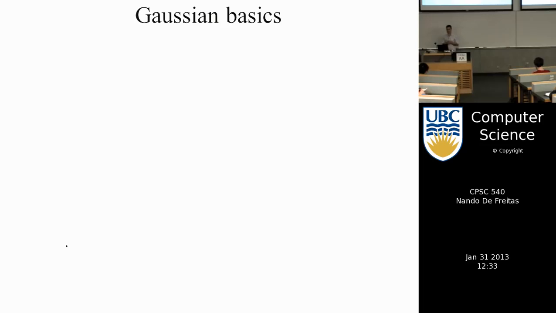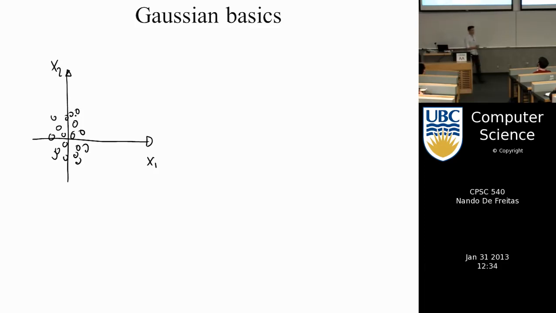But let's go over a quick review of what I think is important to know. Suppose you have a cloud of points, and let's say that there's two variables, x1 and x2, and this cloud of points essentially describes realizations of these two variables.